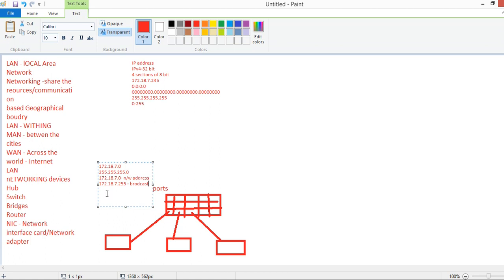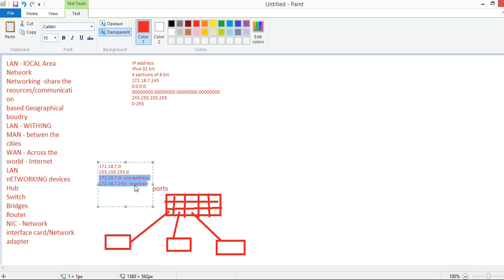Now, obviously, this figure will vary from 0 to 255. As I told, there are 256 values in each section of 8 bits. That is how the decimal system works, right? Now, these two IP addresses, network and broadcast, will obviously be used, but these are IP addresses which we cannot assign to any host. It is for network and broadcast.